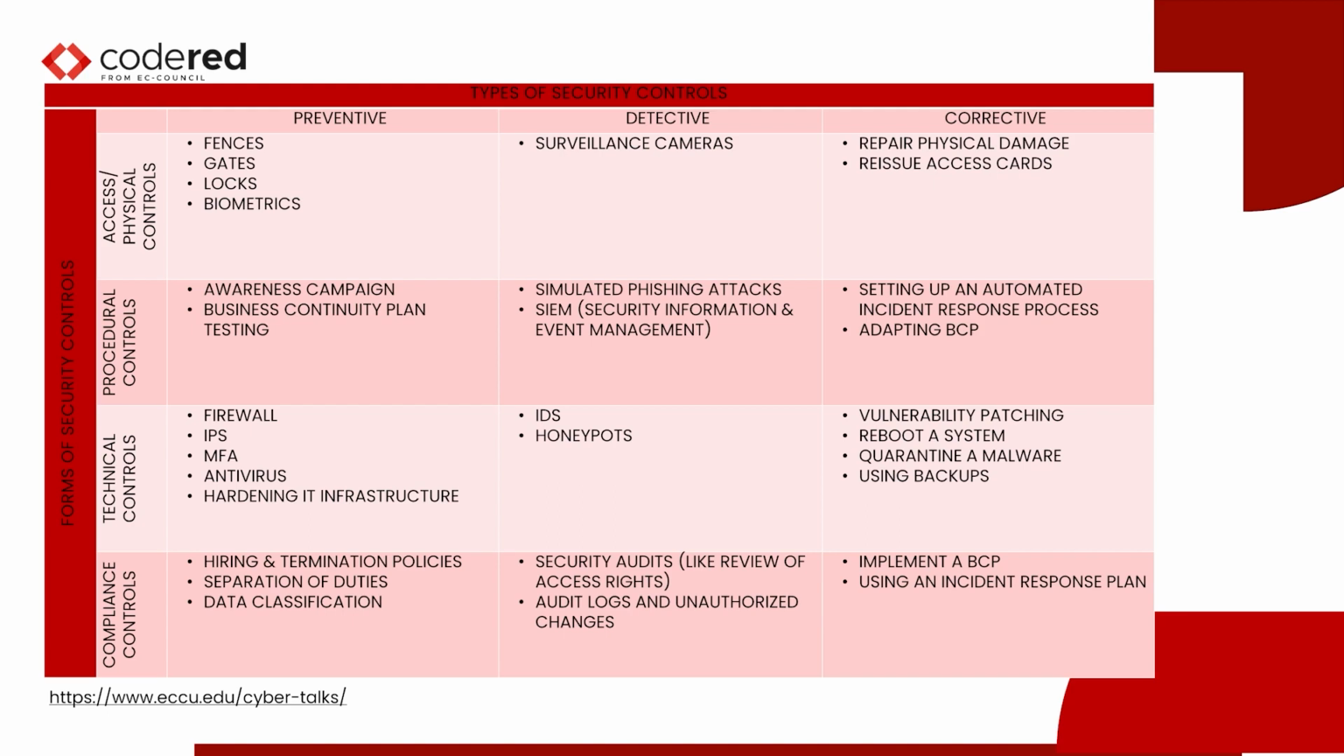SIEM is obviously also a detective control where events are logged and managed. And if you go further to the corrective procedural controls, obviously setting up an automated incident response process is also important. You can also include it in your ticketing system, which is quite nice. But here it's also important to separate security incidents to a specific degree.